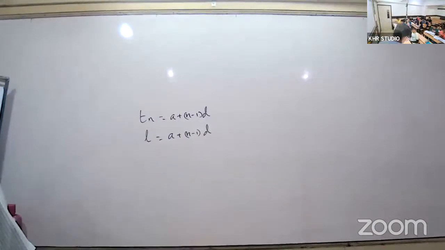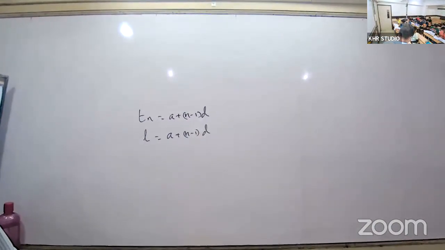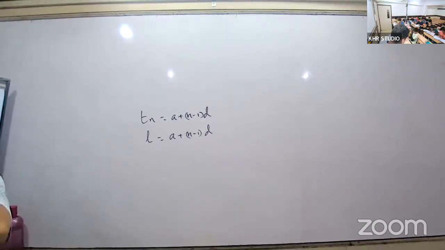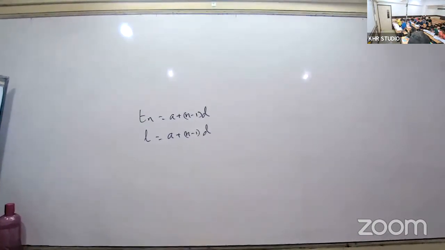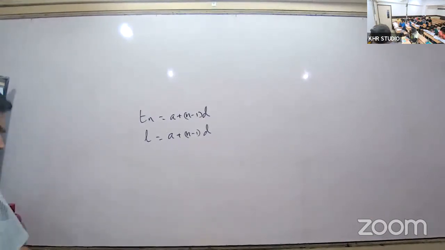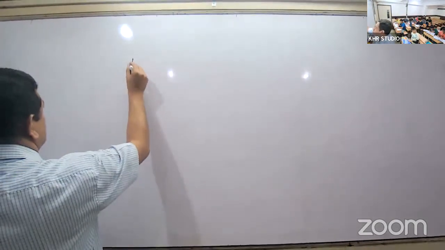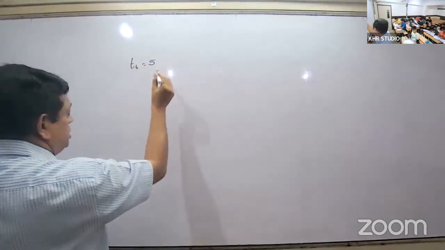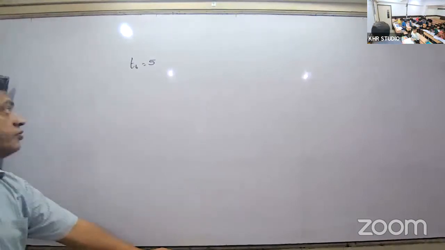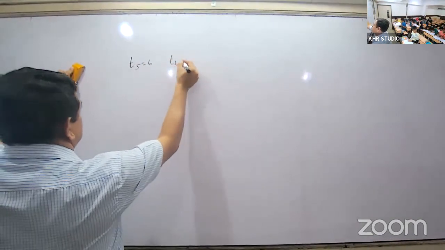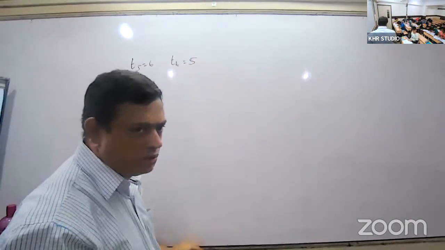Sit down. Now, we were doing the exercise 10.1. Sixth question. The fifth one we are done now. Read the sixth. The fifth and sixth terms of the AP are respectively 6 and 5. Find the 11th term. So T5 is equal to 6 and T6 is equal to 5 is the value given.